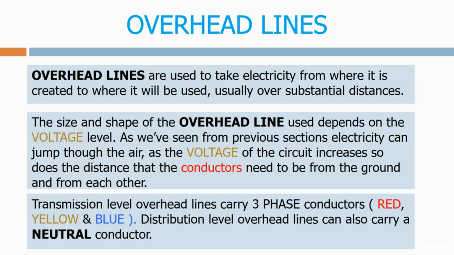Transmission level overhead lines carry three-phase conductors: red, yellow and blue. Distribution level overhead lines can also carry a neutral conductor.